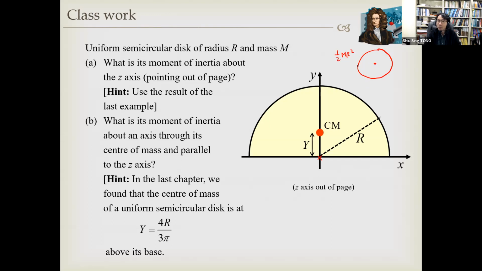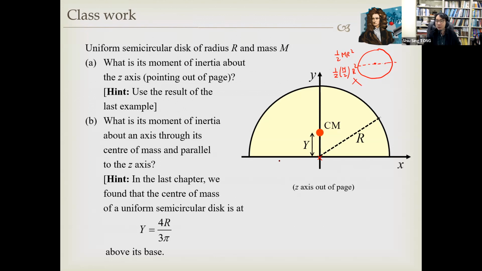Now, the upper part, if you divide the circle into two halves, because the moment of inertia is a summation, right? The upper half of the circle and the lower half of the circle contribute the same amount to the moment of inertia. So you may be tempted to write the moment of inertia of a semicircle to be like this, right? But that's wrong. Why?